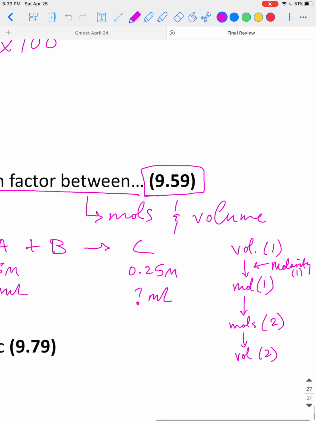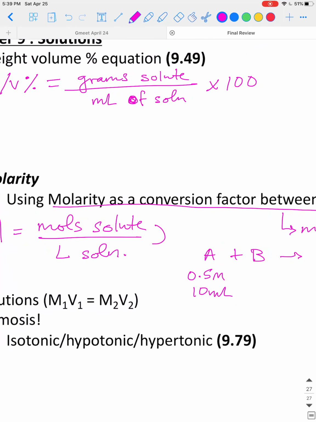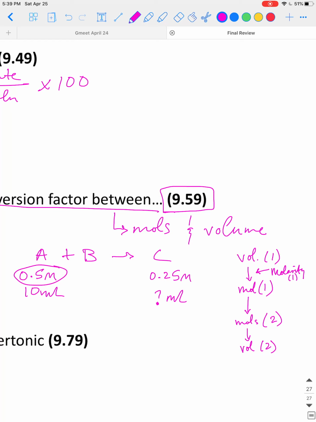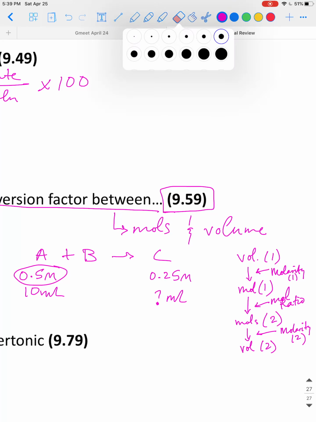Now, how do we do this? It's a three-step problem. The first thing we would do is use molarity of substance 1 to go from volume to moles, because remember, that's what molarity lets us do. We can convert from moles to volume, to liters. So use the molarity given, which here would be 0.5. How do you go from moles of one thing to moles of another? We use a mole ratio. And then lastly, the third step, we would use the molarity of substance 2 to convert from moles back to liters.